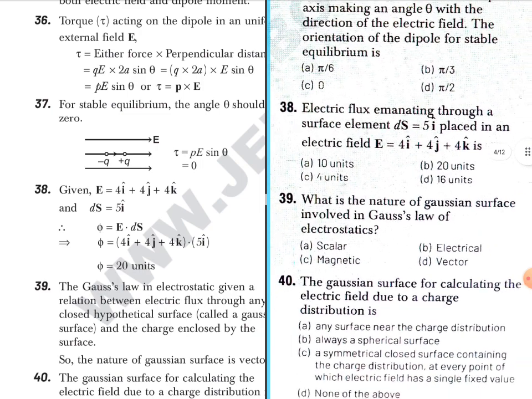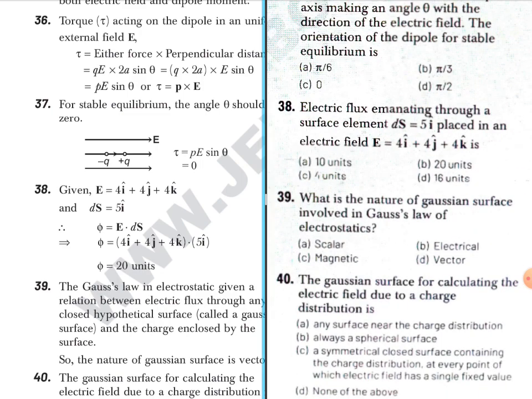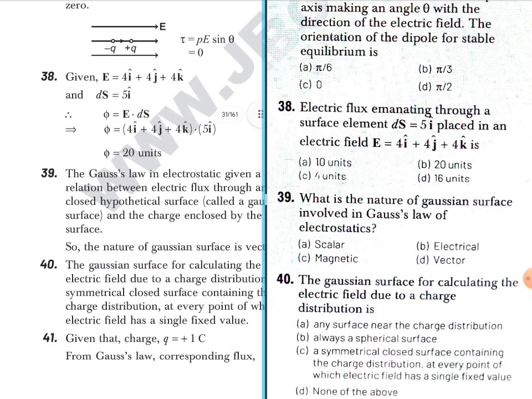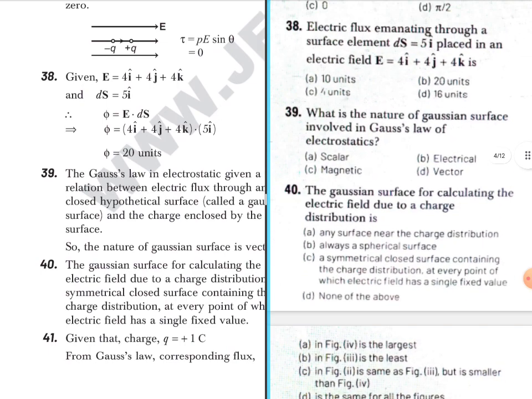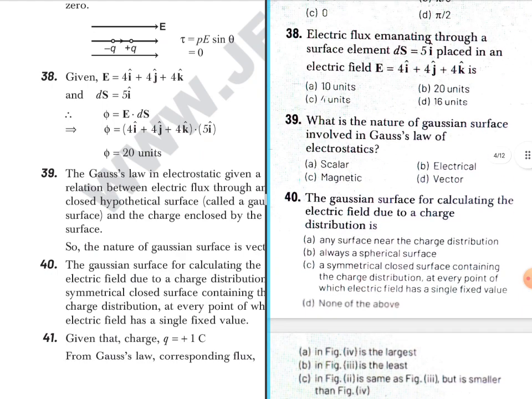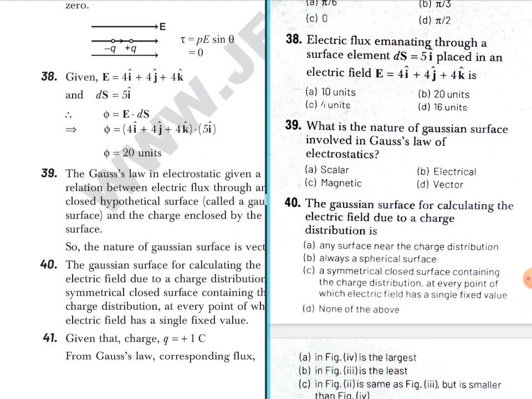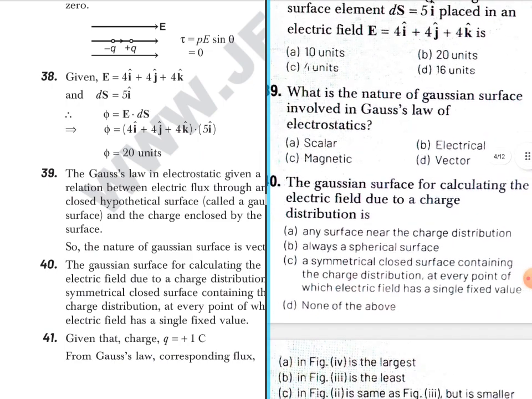What is the nature of the Gaussian surface involved in Gauss law in electrostatics? Gauss's law is a vector because the area is involved, the area vector. So 40th question. The Gaussian surface for calculating the electric field due to a charge distribution at any surface. Gaussian surface is not always spherical, no way. It is symmetrical about any distributed charge. So C would be the right answer, C.